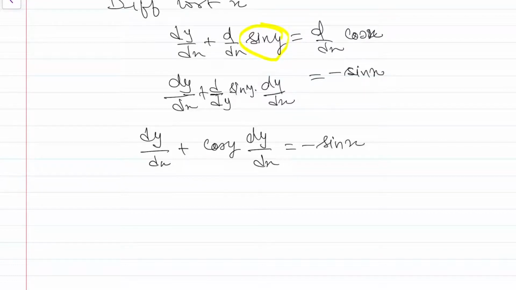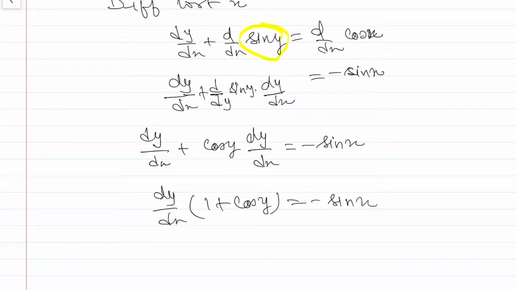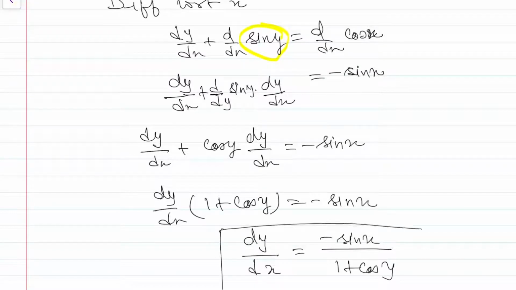We can take dy by dx common from the left hand side. So dy over dx into 1 plus cos y is equal to minus sin x. As we have to find the value of dy by dx, transposing 1 plus cos y to the other side, we'll get minus sin x divided by 1 plus cos y. So dy over dx is equal to minus sin x over 1 plus cos y. Now let us find the derivative of some inverse trigonometric function.